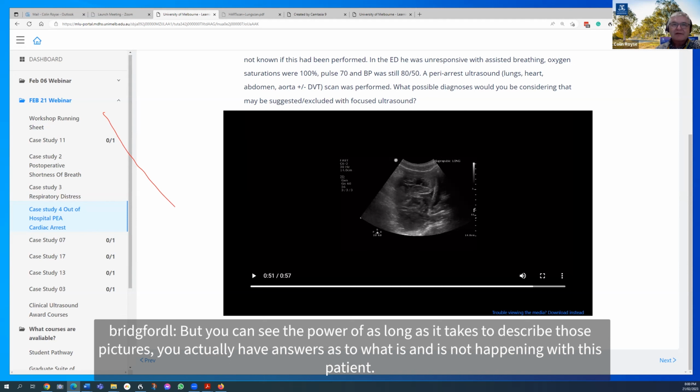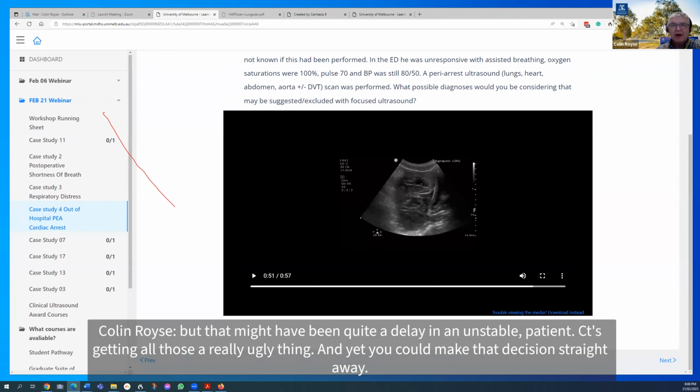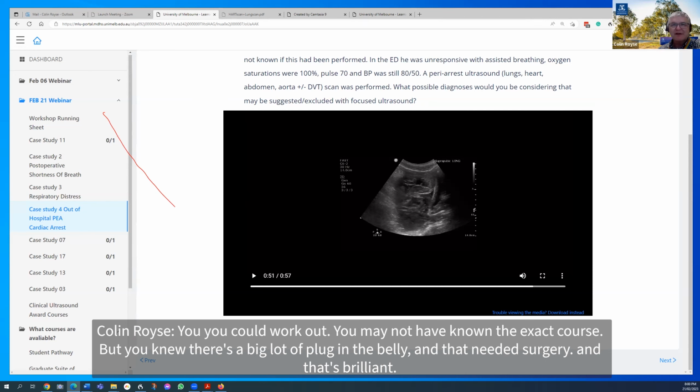So thanks. It's a bit of a blur, but you can see the power of, as long as it takes to describe those pictures, you actually have answers as to what is and is not happening with this patient. Now, you might argue that sooner or later you would have sent him to a CT scan. But that might have been quite a delay, and an unstable patient, a CT scan, we all know, is a really ugly thing. And yet you could make that decision straight away. You may not have known the exact cause, but you knew there's a big lot of blood in the belly and that needed surgery.